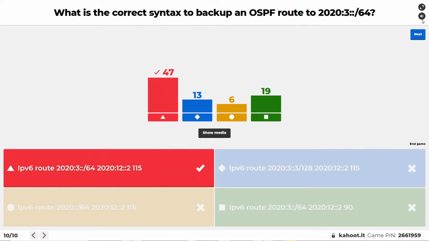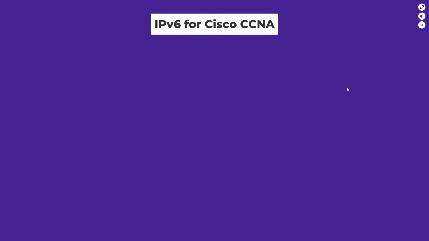All right, so that was a little primer, a little discussion about floating static routes, and the same is true for IPv4 and IPv6. All right, routing's important. It makes the world go around.